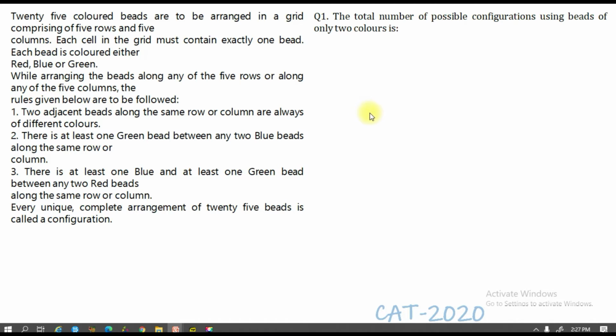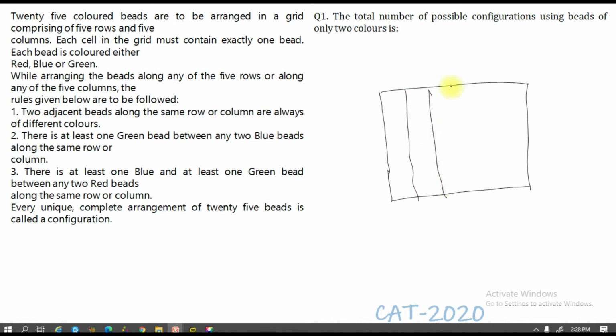25 colored beads are to be arranged in a grid comprising 5 rows and 5 columns. Each cell in the grid must contain exactly one bead. Each bead is colored either red, blue or green. So it's a 5 cross 5 grid, something like this. 1, 2, 3, 4, 5. This one is 1, 2, 3, 4, 5. So in all there are 25 places. So we have got 25 cells here.